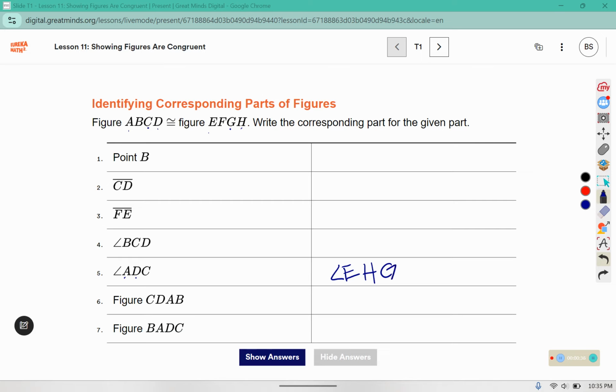Please use that same logic as you complete the remaining correspondences for points, segments, angles, and figures.